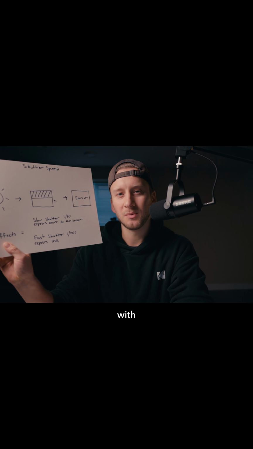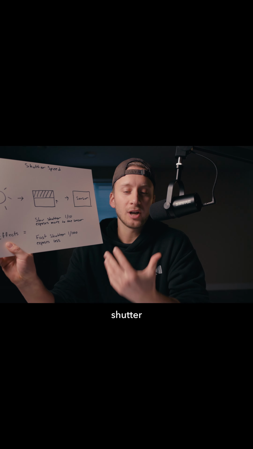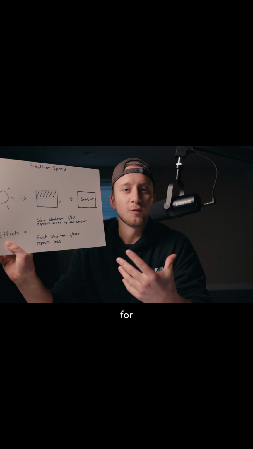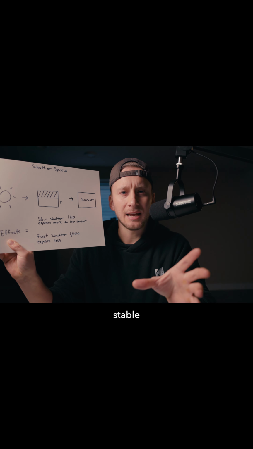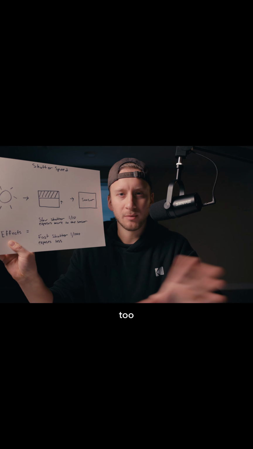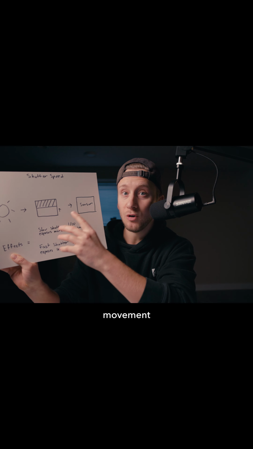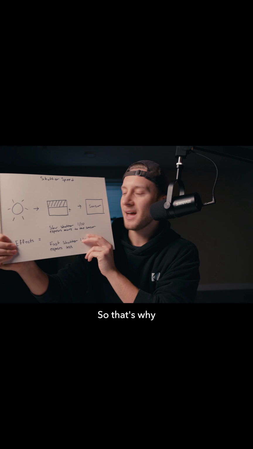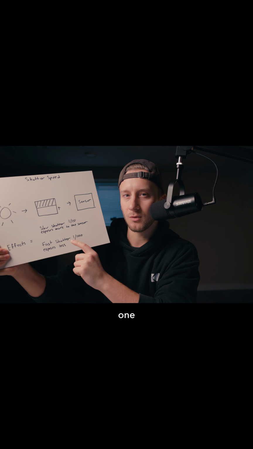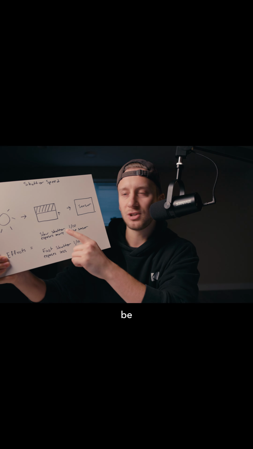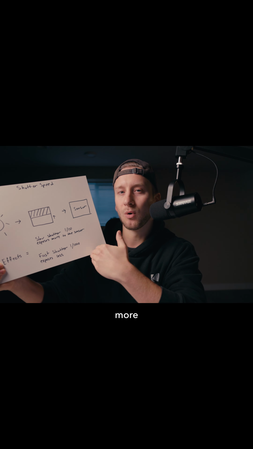Now what happens with that is if you have a shutter speed that's too slow for what you're shooting and you're not stable enough or there's way too much movement or whatever, it is going to expose that movement to the sensor. So that's why this one is the most important one, because you're constantly going to be changing the shutter speed to let more light in.